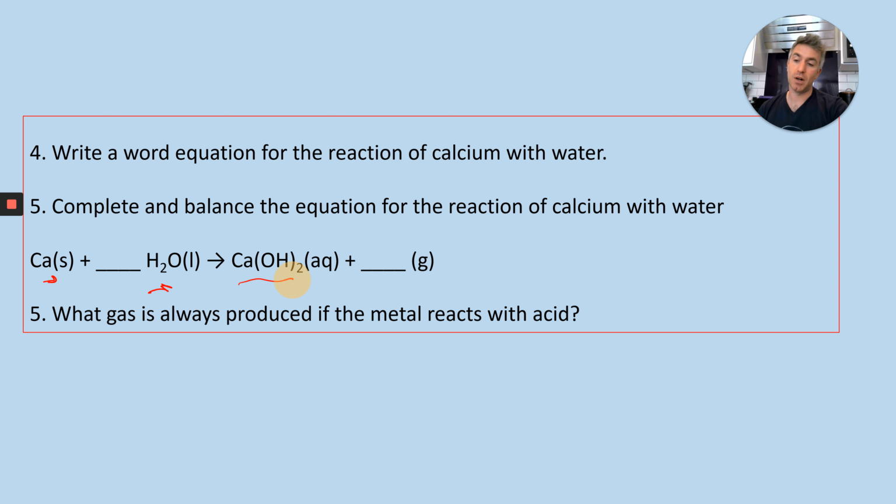And then when you come to number 5, it's also missing something at the end. But there's a clue, because the state symbol tells you it's a gas. So you have to work out what gas. And what gas is always produced when those metals react? That's number 5. There are two number 5s, I'm sorry.